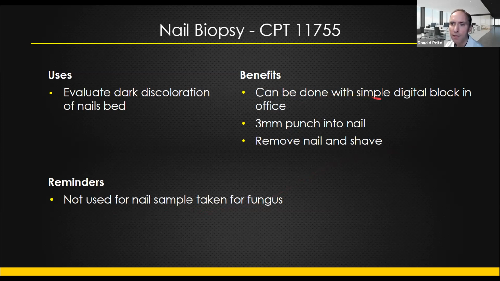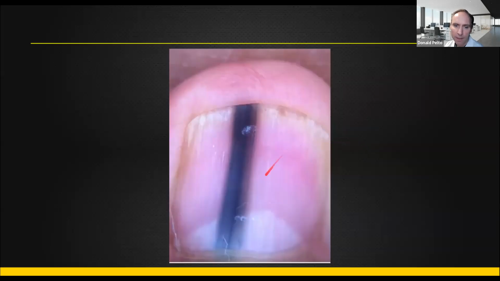So this can be done with a simple digital block. I usually use a 3 millimeter punch, or I will do a tangential biopsy, and I'll show that to you in a second. But you can remove the nail and just do a shave. Okay, so let me show you. This is an example where you could do a punch. If you see it on the skin, you can do it further down here on the nail. This came back as a melanoma.